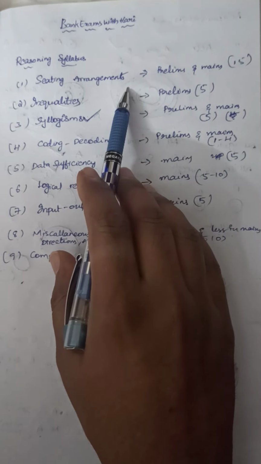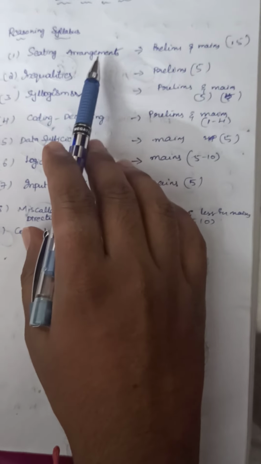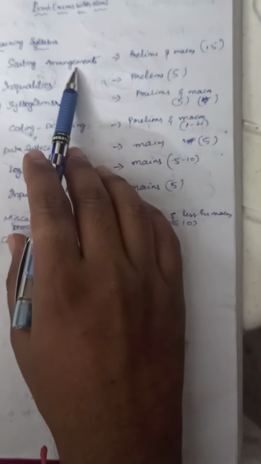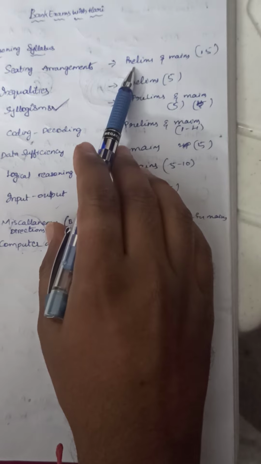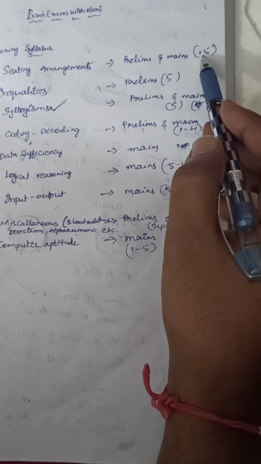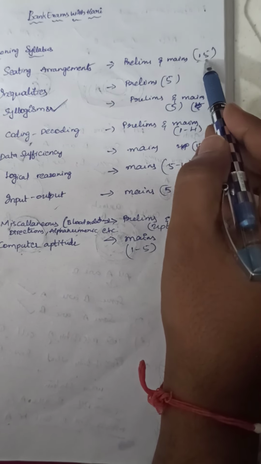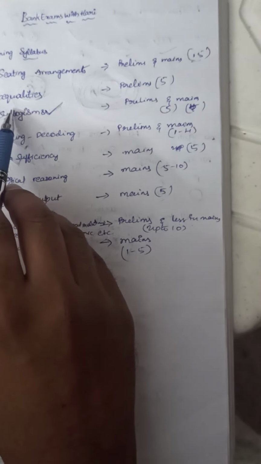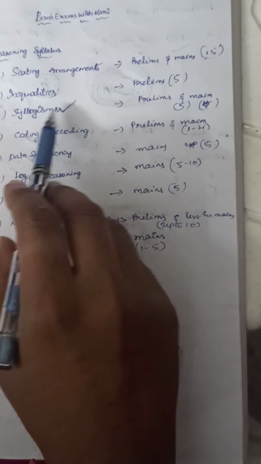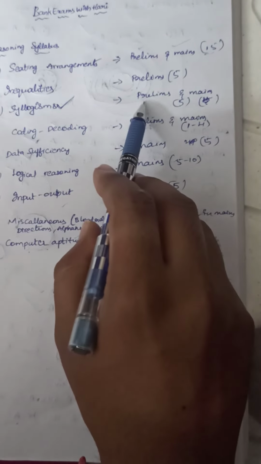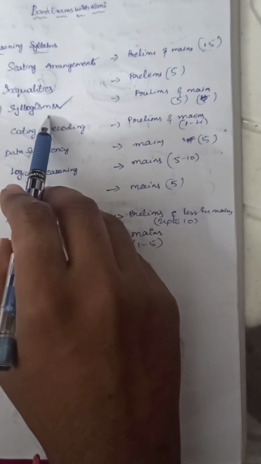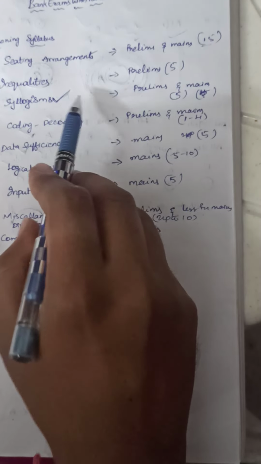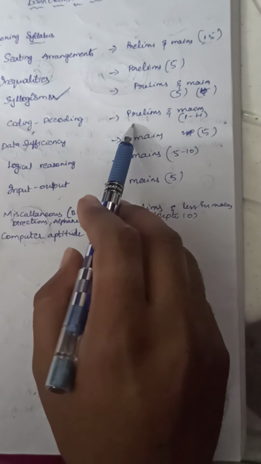So now we will see how they give questions for prelims and mains. For seating arrangements they probably ask 15 questions, both for prelims and mains. Inequalities are only for prelims, and syllogisms are for both prelims and mains. In syllogisms, IBPS is giving reverse syllogisms also, so we have to study that too. And coding and decoding is for both prelims and mains.